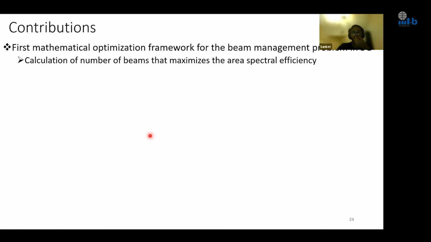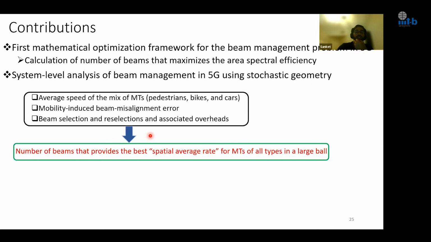So this is the first mathematical optimization framework for beam management. There was no analysis earlier in the case of this mathematics for beam management, where we calculated the optimal number of beams that maximizes the area spectral efficiency. Essentially, area spectral efficiency characterizes the throughput, or the data rate, that a user can get.